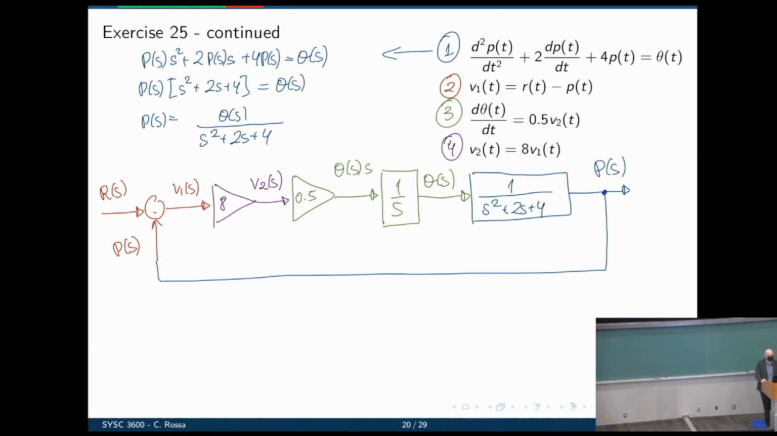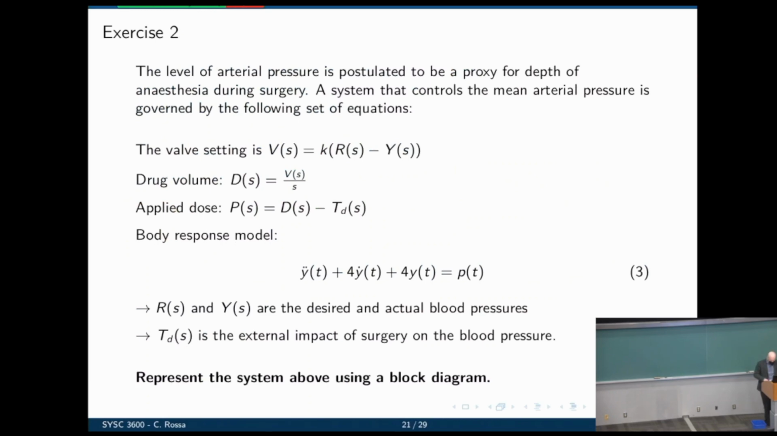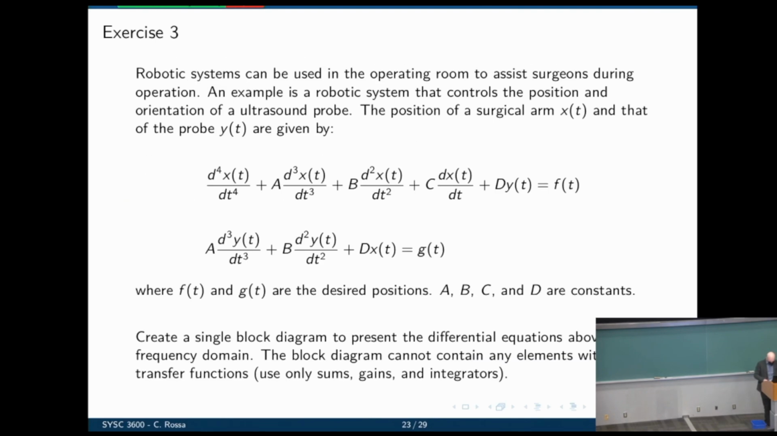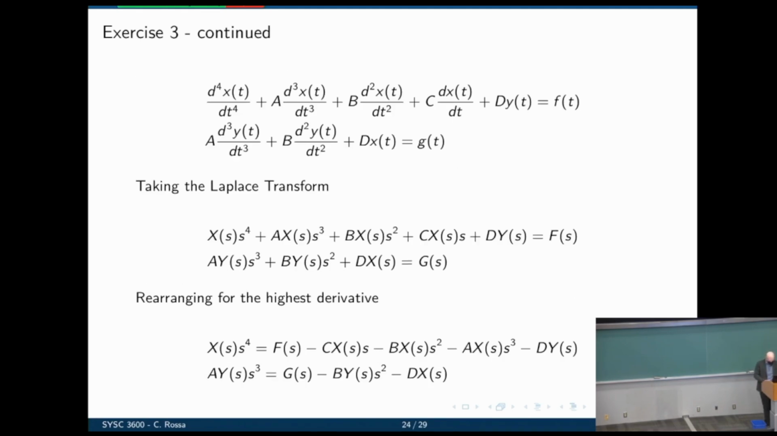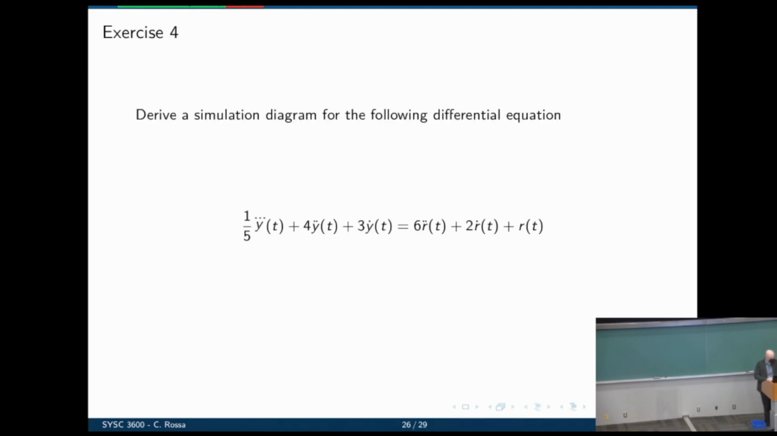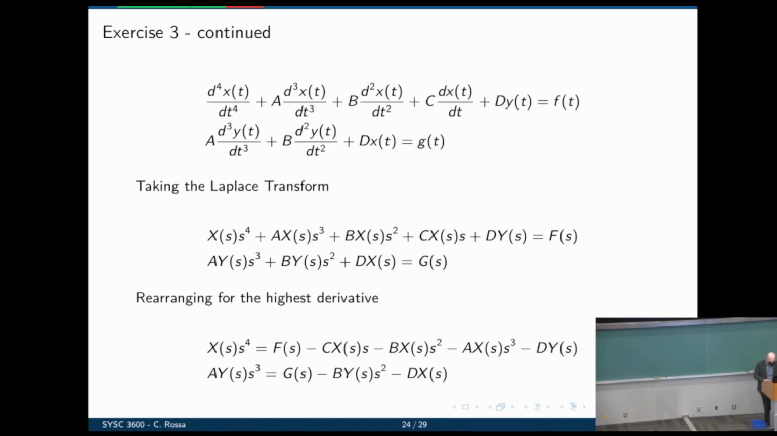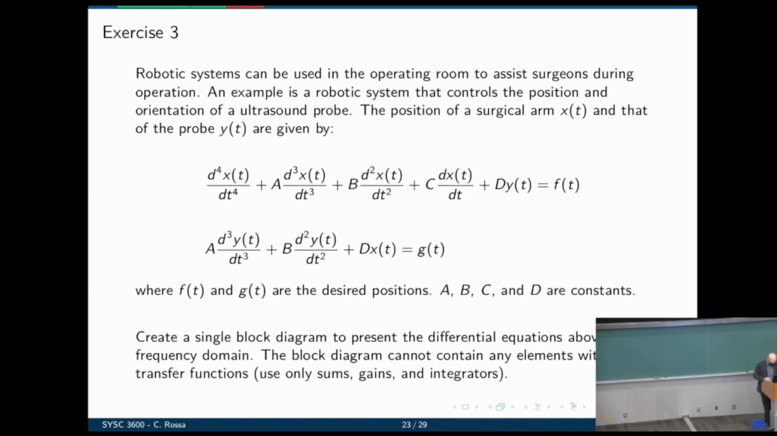Good? Okay, this one is very similar. Let's see which one. Okay, let me see your time. Okay, let's do this one. We need this for the assignment. And then we'll do another one if you have time, where you do the differential equation.